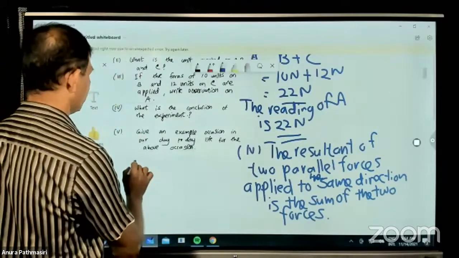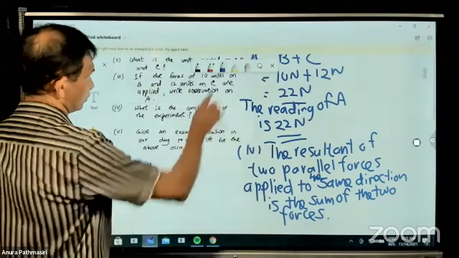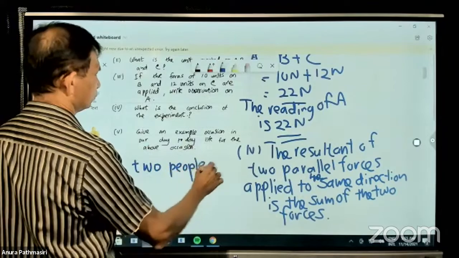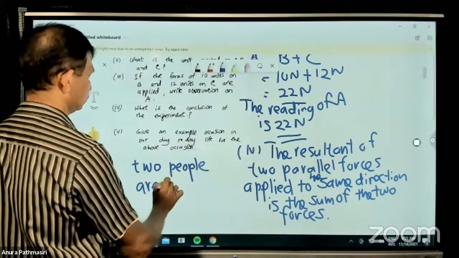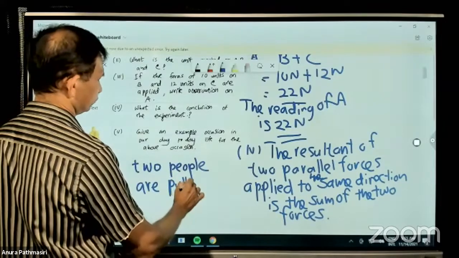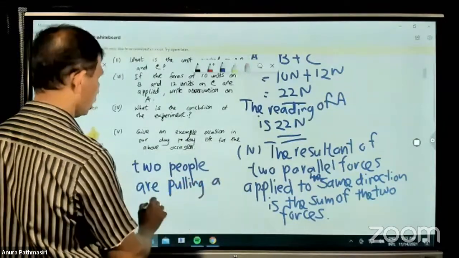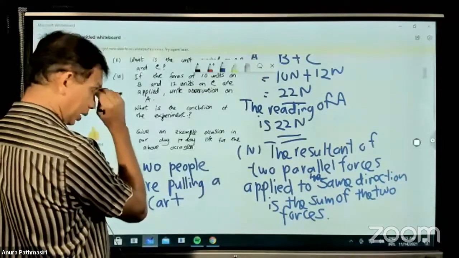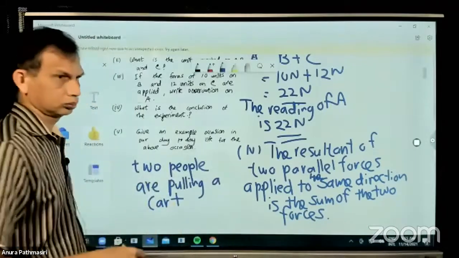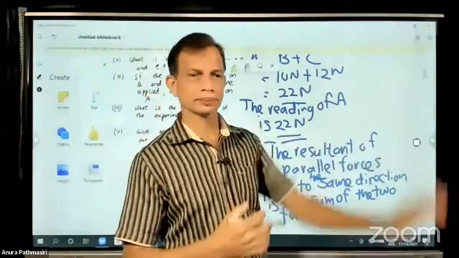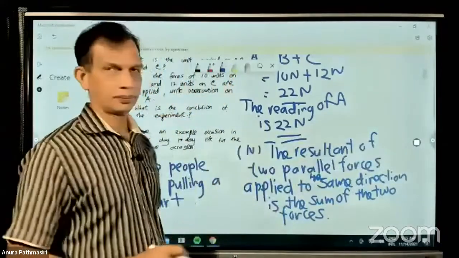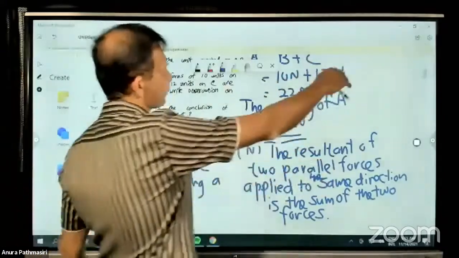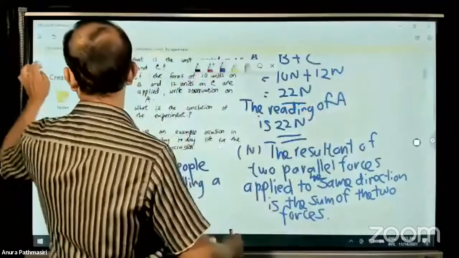Two people are pulling a cart. කරත්තයක් මිනිස්සු දෙන්නෙක් ඇදගෙන යනවා. කරත්තේ බෝල්ලි දෙකක් තියෙනවා. එක ලීයකින් අදිනවා, අනිත් එක අනිත් ලීයෙන් අදිනවා. හරි.